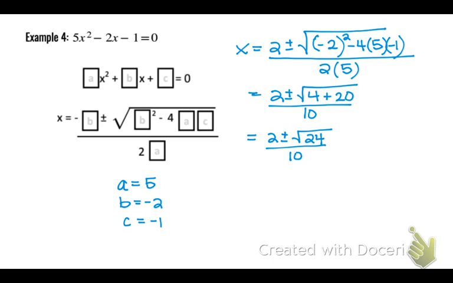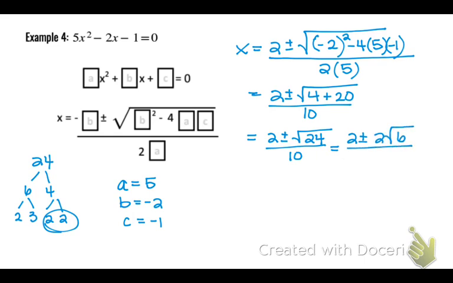So we've got to work with this 24. So 6 and 4, which would break down to be a 2 and a 3, a 2 and a 2. So I only have that one pair of 2's to come out in the front, and 2 times 3 is 6, that stays under the radical, and then a 10 in the denominator.